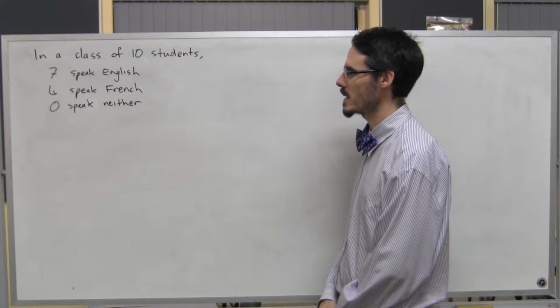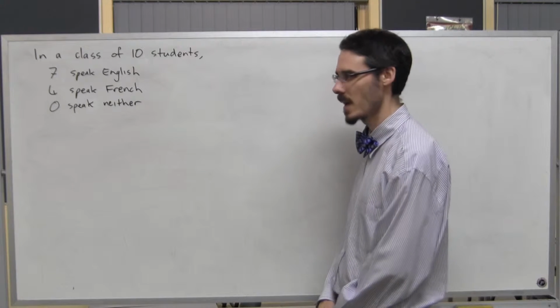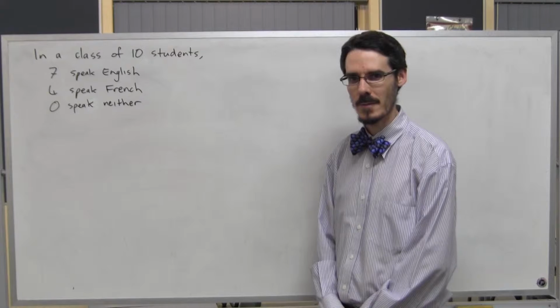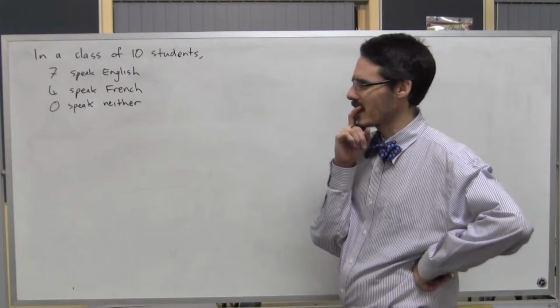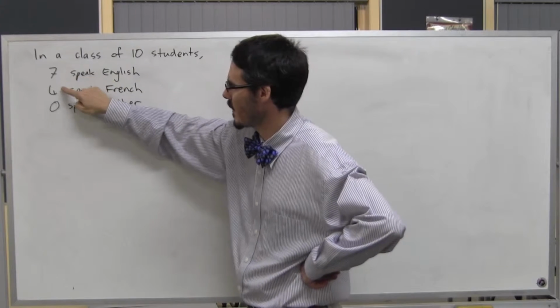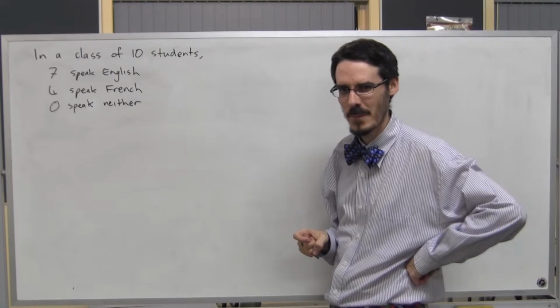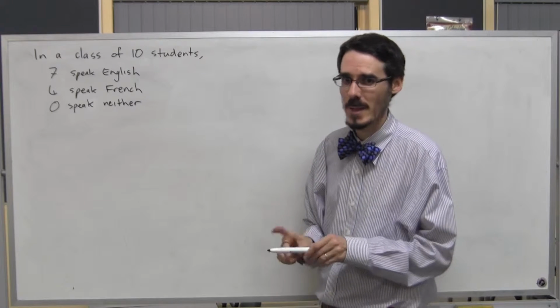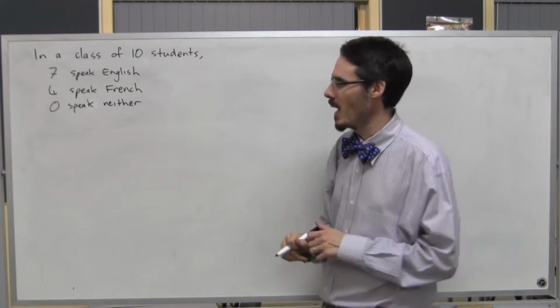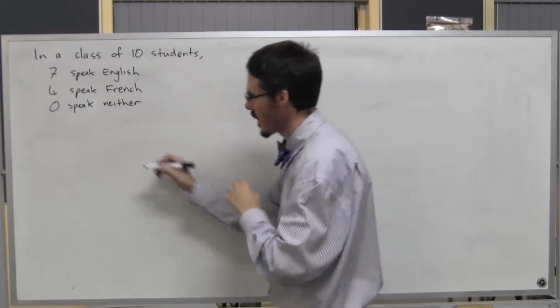In a class of 10 students, 7 speak English, 4 speak French, and none speak neither. Wait a minute, if there's only 10 students, and I've got 7 and 4 and 0 adding to 11, what's going on? Obviously, there must be a student who speaks both. I'm going to show you how to use a Venn diagram to describe this.